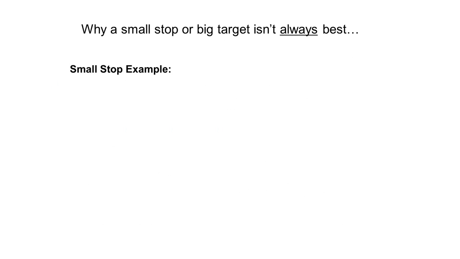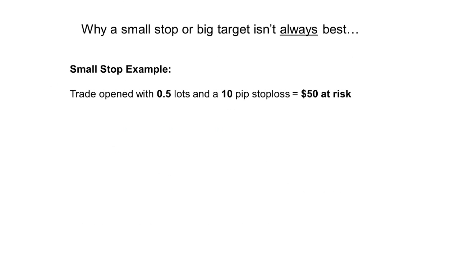Here's an example of a small stop. If you think a small stop is best and you've got to keep your stops tight, this might change your mindset when you go to take your next trade. Let's give an example: you opened a trade with half a lot, where it's worth $5 a pip, a half of a standard lot, and you have a 10 pip stop loss, a really small stop. Basically, you have $50 at risk, right? If the market were to hit your stop, you would lose $50.